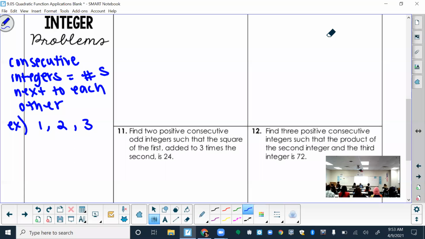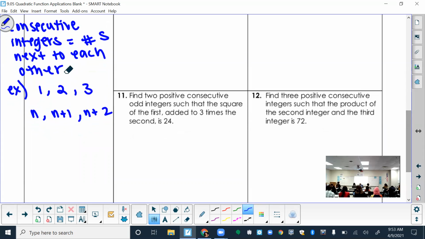All right, so if 1 was x, or n, I like using n for these. If 1 was n, then 2 would be n plus 1, and 3 would be n plus 2, right? It's going up by 1 each time. Does that make sense? How 2 is 1 plus 1, and 3 is 1 plus 2. Does that make sense? So make sure you're writing that in. That's for just regular consecutive integers.